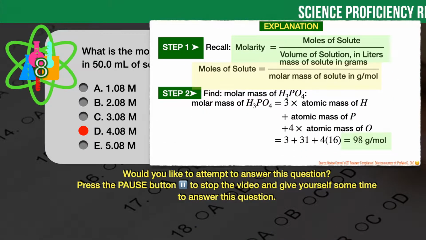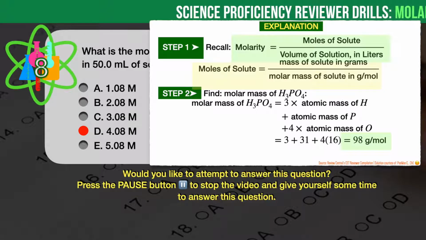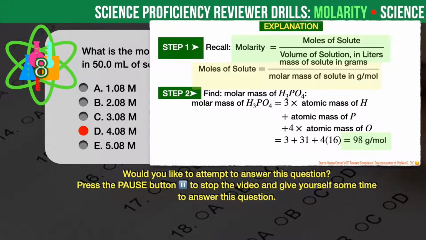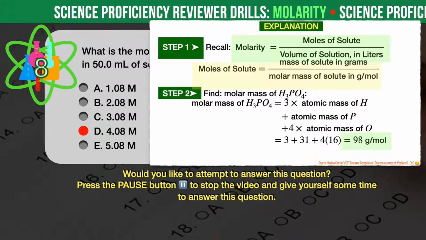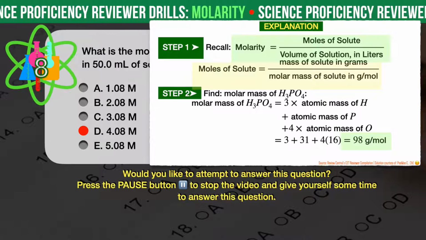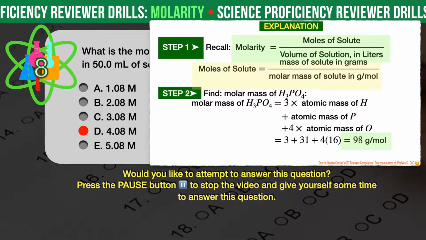Let's proceed to find the molar mass of H3PO4. We multiply the atomic mass of hydrogen, which is 1, by 3, add the atomic mass of phosphorus, which is 31, and add the atomic mass of oxygen, which is 16, after multiplying it by 4. We should get a molar mass of 98 grams per mole.